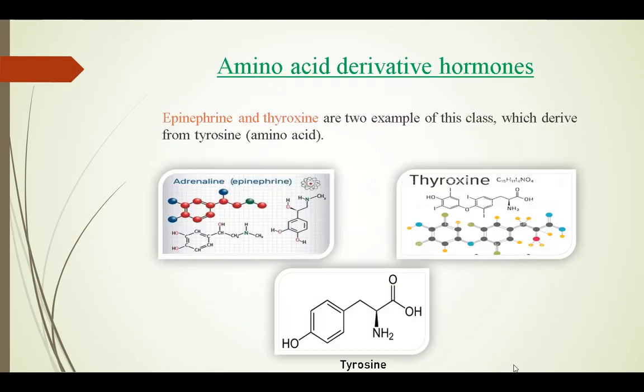Amino acid derivative hormones. The amino acid derivative hormones are relatively small molecules that are derived from the amino acid called tyrosine, shown in the picture. Epinephrine and thyroxine are two examples of this class. That's why they come under amino acid derivative hormones. Epinephrine is synthesized in the medulla of the adrenal glands and regulates responses to stress, whereas thyroxine is secreted from the thyroid gland and stimulates metabolism.